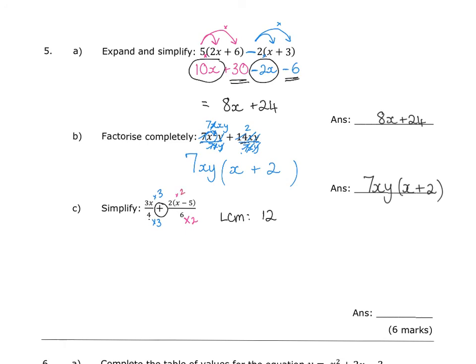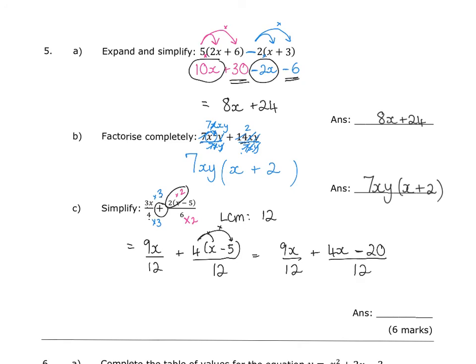So, we have 3 times 3, 9x on 12. And here, multiply this part. 2 times 2, 4. And the ones inside the brackets remain the same. So now we can expand this bracket by multiplying. So 9x on 12 remains the same. 4 times x is 4x. 4 times minus 5, that's a negative 20.